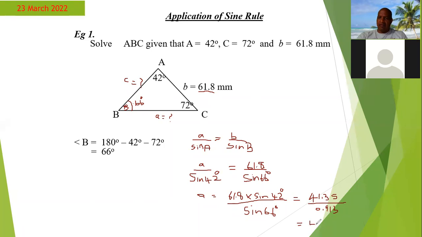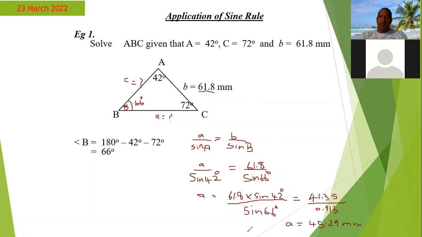45.29. And this now, we're going to write it back with the units. So that would be millimeters. And this would be the value for A. All right, guys.